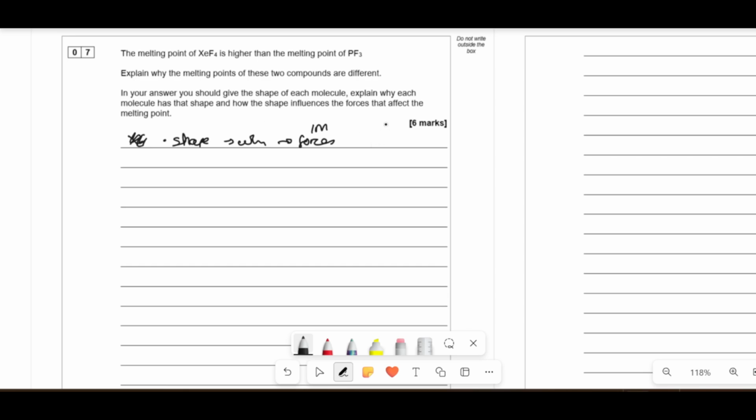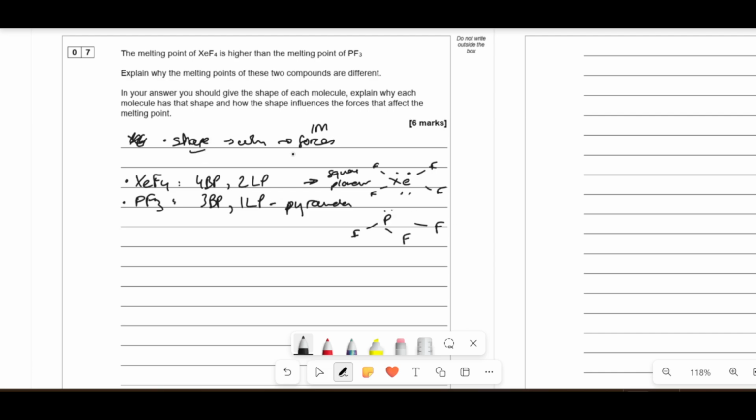So let's start with talking about our shapes. In XeF4, Xe has 8 in its outermost shell, but 4 of them are going to fluorine, so it's got 4 bonding pairs, 2 lone pairs. I'm just writing this for short, you need to write the full thing, obviously. Whereas PF3 has 5 in its outer shell, but it's got 3 covalent bonds with the F, so that's going to be 3 bonding pairs, 1 lone pair. So the shapes that you will get is square planar for Xe, and then PF3 is 3 bonding, 1 lone, so that's pyramidal.